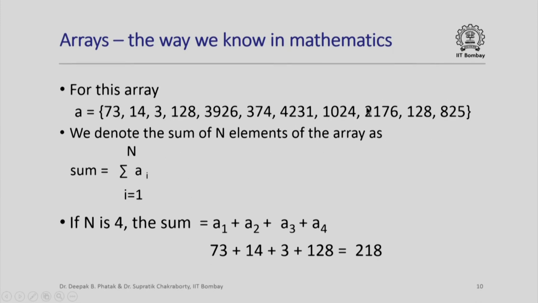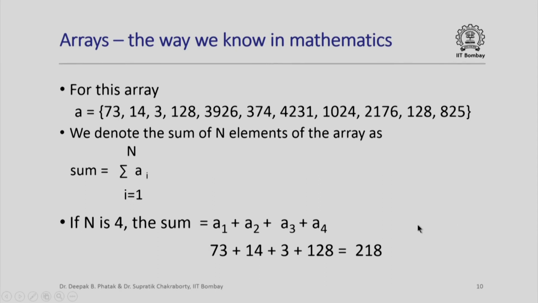For this array, we can denote the sum of n elements of such an array as sum is equal to sigma A i, i varying from 1 to n. This is a typical standard mathematical notation. For example, here if n is 4, then the sum will be nothing but the total of the first 4 elements 73, 14, 3 and 128, which works out to 218.